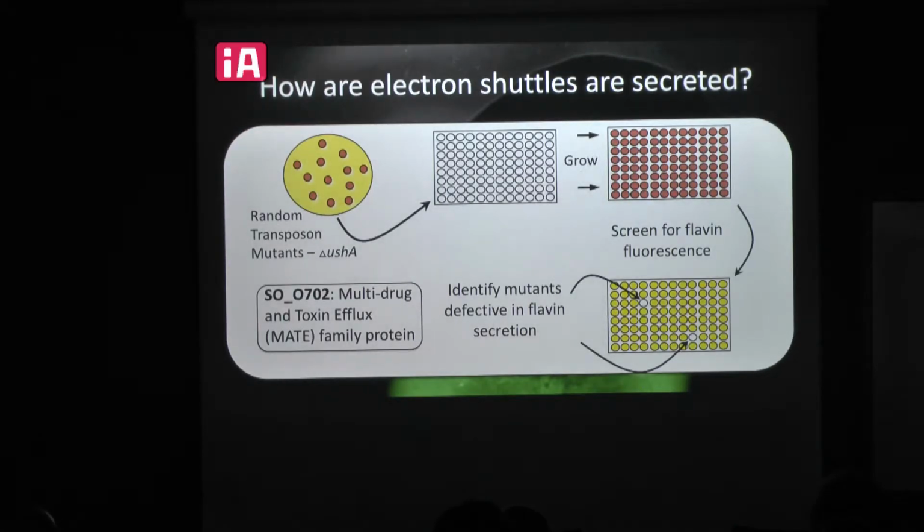So what we did is we now started in a USH-A mutant background. While wild type had a certain amount of fluorescence, USH-A had less. We now looked for mutants that had even less. And this took us, with a similar type of screen, to something called SO0702, predicted to be in this family of proteins called multidrug and toxin efflux. So immediately this rang a bell as something that the microbe might use to secrete something outside of the cell.